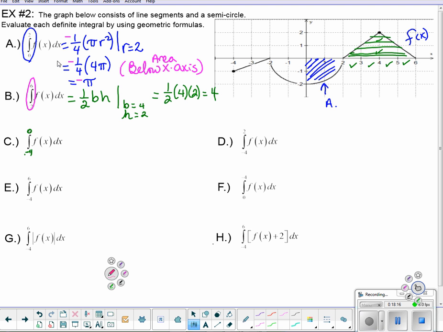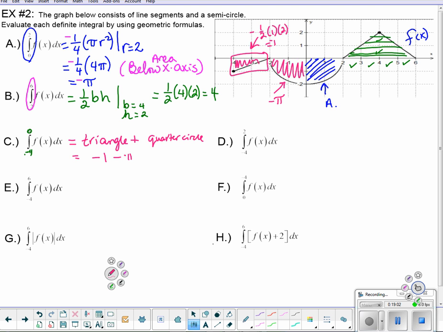Select a color here that we haven't used. We want this region, and I want this region. Well, this region I know is matching my first problem. This would be -pi. And then I just need to capture the area of the triangle. And the area of the triangle is 1/2, 1 unit high by 2 units wide. Looks like that's coming in as a -1. So this is going to be a triangle plus the quarter circle. And that gives me -1 minus pi.